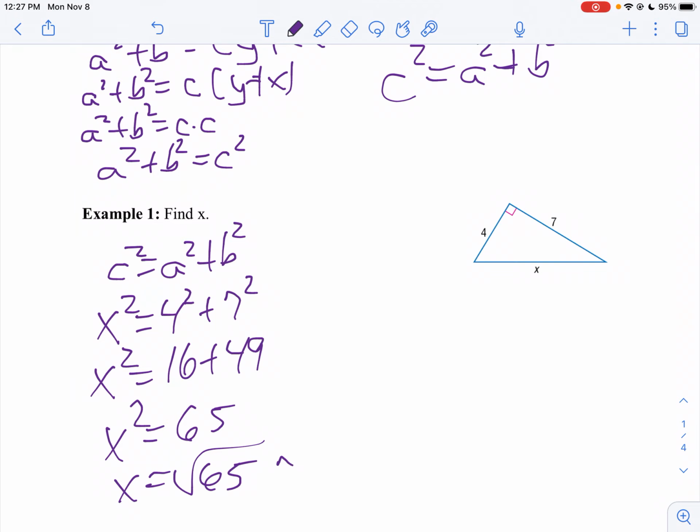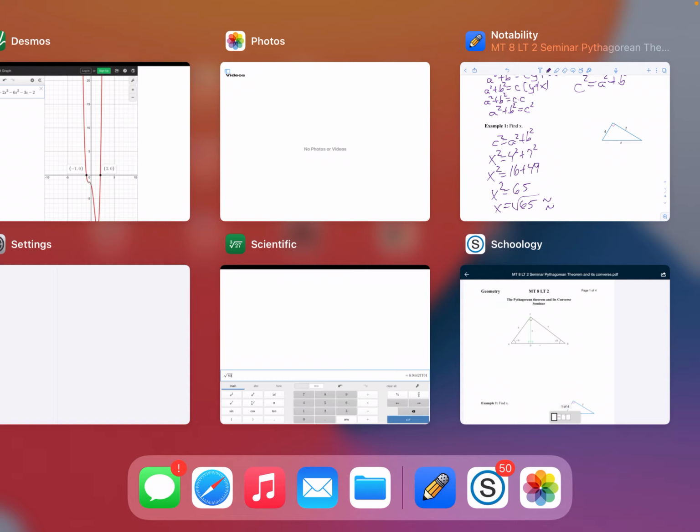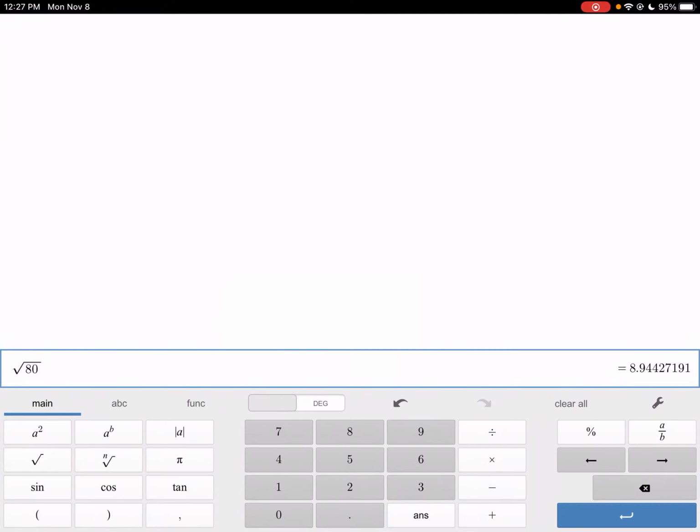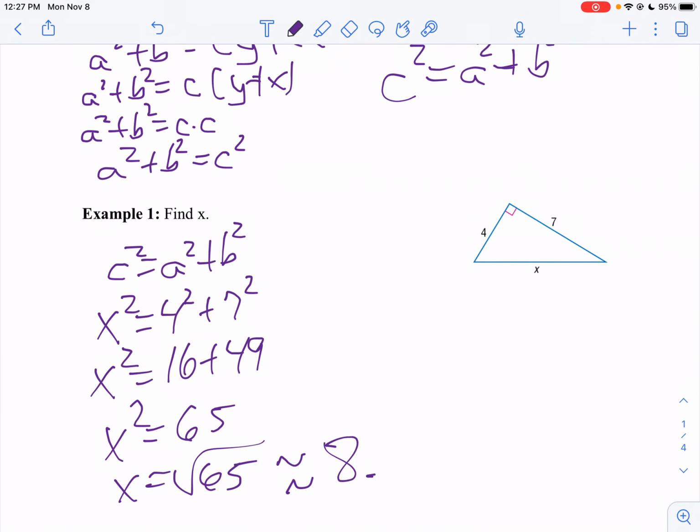We can approximate that by using our calculator. So if we take the square root of 65, you get 8.06 to the nearest hundredth. And that's all you would have to do.